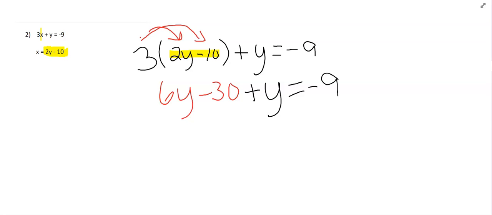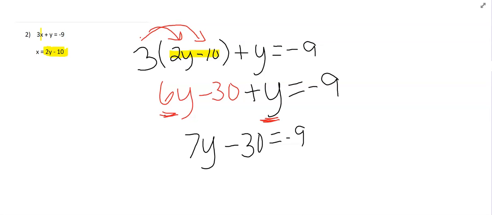And now I'm going to look at the left side again and determine if there's any more simplifying that can be done. And I notice that I have 2 y terms on the same side. When I combine them, since they're on the same side, I just add the coefficients. So I have a 6 and a 1. It gives me 7y minus 30 equals negative 9.